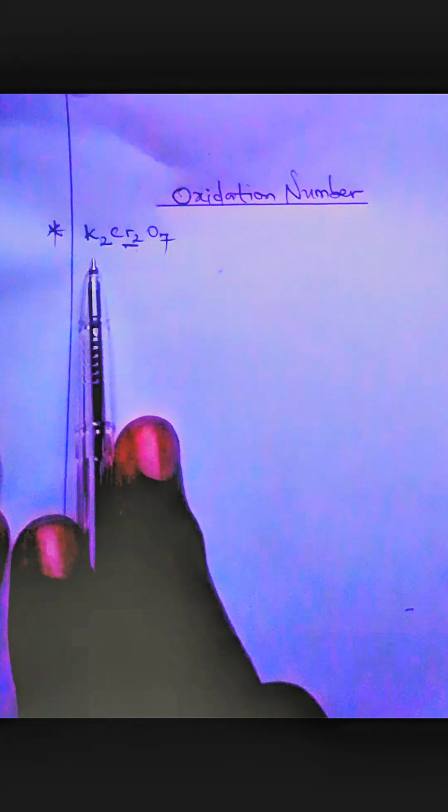As you can see, this is not a charged radical. This is a neutral compound. There's no charge at all on this. So the first thing we're going to do is use the oxidation numbers. Potassium has atomic number 19, and it has an oxidation number of 1, while oxygen has an oxidation number of -2. So we have 2 atoms of potassium and 7 atoms of oxygen.